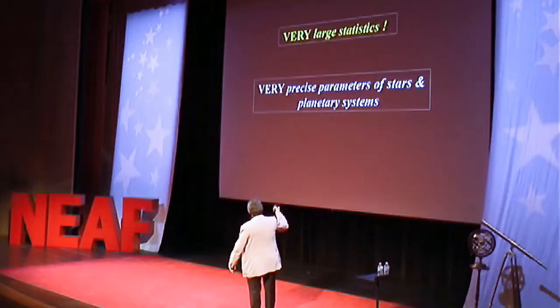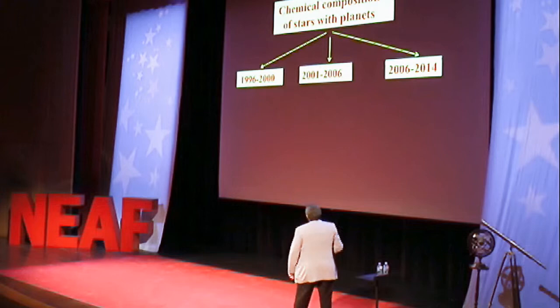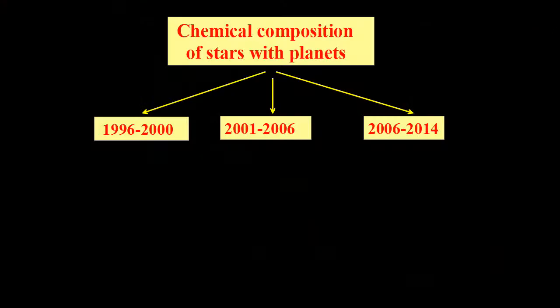It makes a huge difference for us. Maybe for you, it's more or less the same, 1 or 2%. But for us, it's really a big difference. And we achieved it only in 10 years. 10 years working hard, lots of students, PhD students, postdocs, and others, and finally we have 1% precision in measuring parameters of stars. And we have been studying the chemical composition of stars with planetary systems, and I will divide it.